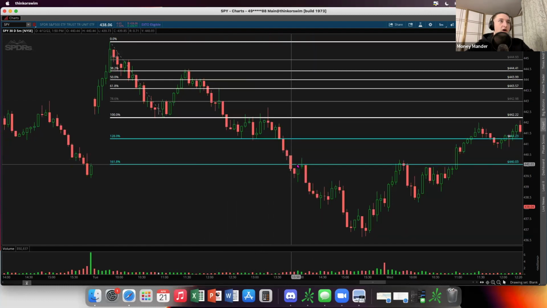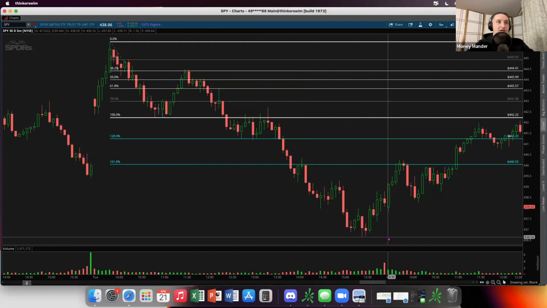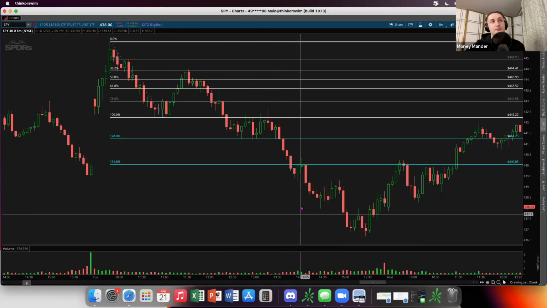This went straight through the 1618. Obviously this went a lot lower, but even if you just played 2 here, that's a 4.5 point move, and you got in these at midday. So that's a 4.5 point move in your favor in just the afternoon hours. That's definitely a 100% plus trade. Easy.